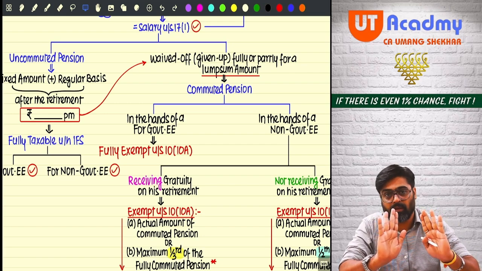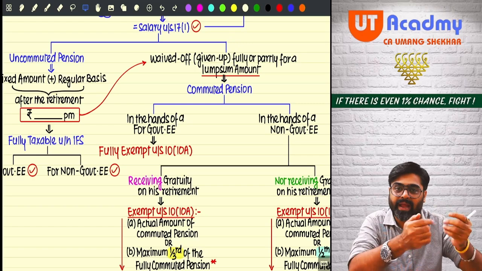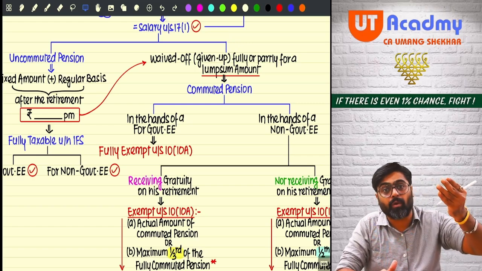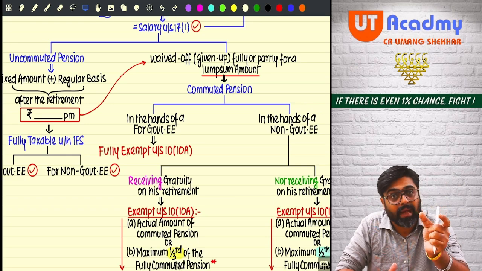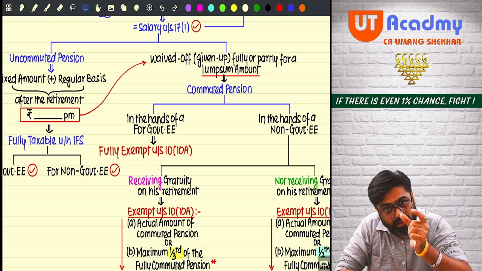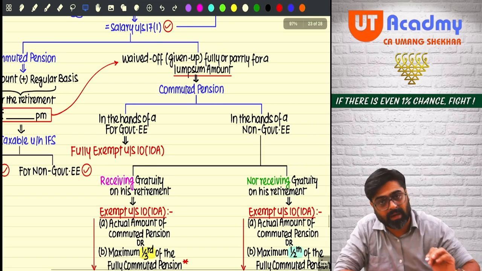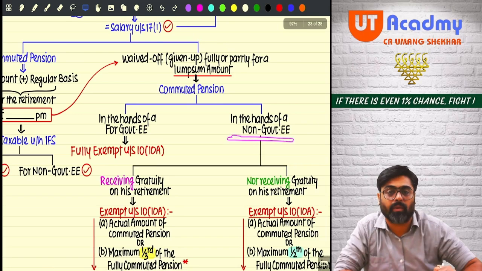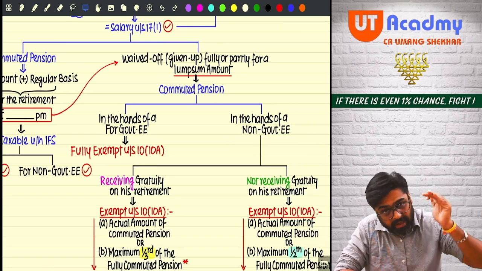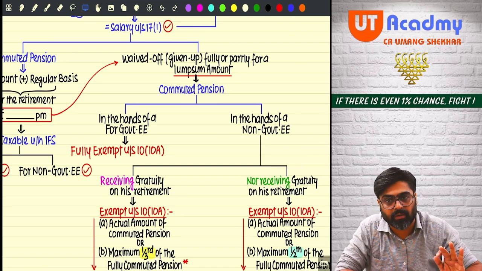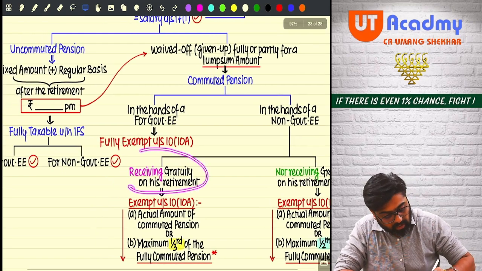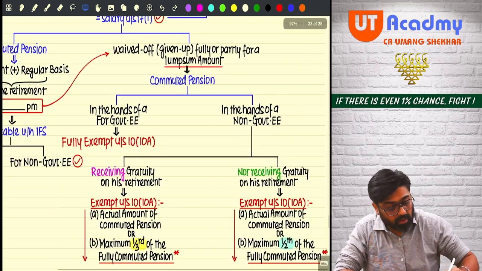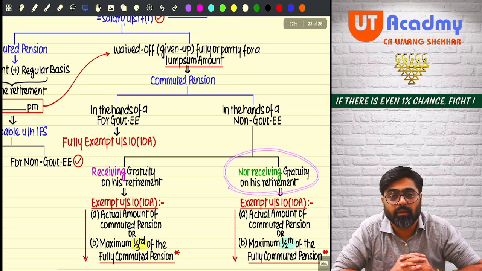So wait. We are going to give you the exemption. If you are a non-government employee commuting your monthly pension to get a lump sum, and that lump sum is a commuted pension, that commuted pension will be exempted in your hands, even if you are a non-government employee. Under section 10(10A) only, you are going to get the exemption. But how much exemption you are going to get depends on whether you are receiving gratuity on retirement or you are not receiving gratuity on retirement.